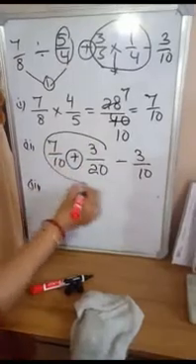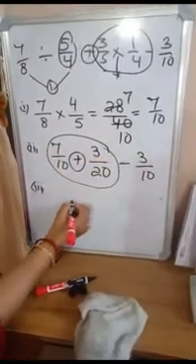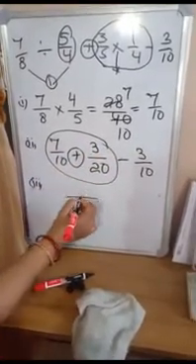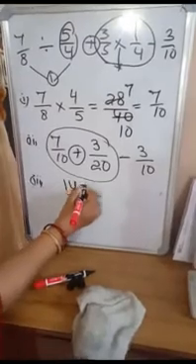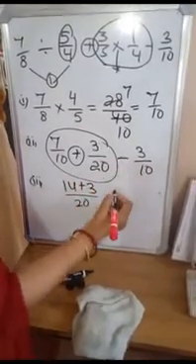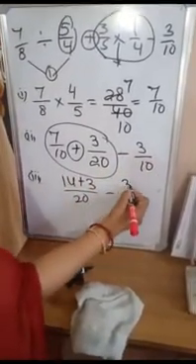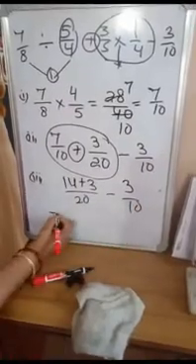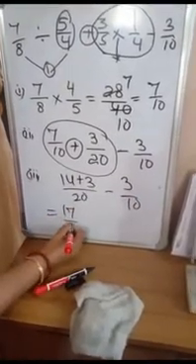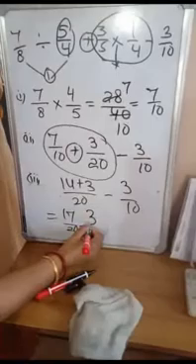Let us solve it. 7 by 10 plus 3 by 20. Let us take the LCM, 20. 14 plus 3. Correct? Now put the minus sign, 3 by 10. So it is 17 by 20 minus 3 by 10.